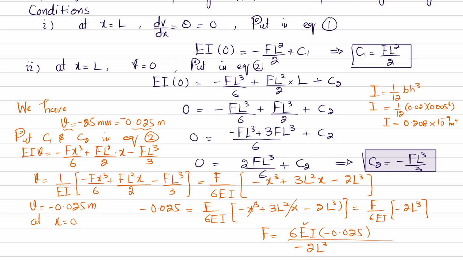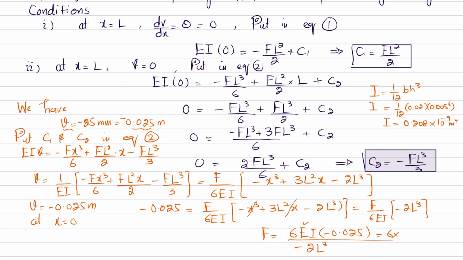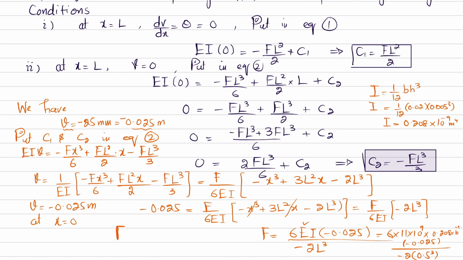Now you have I, you have E, you have L. So you can just put the values: 6 multiplied by E, which is given as 11 gigapascal, and the length L will be equal to 0.5. So E is 11 gigapascal, 11 into 10 raised to power 9, multiplied by I, which is 0.208 into 10 raised to power minus 9, multiplied by minus 0.025 and divided by minus 2 into 0.5 cube. So when you calculate it, you will get the force comes out to be 1.375 Newton, which is the answer of this question.